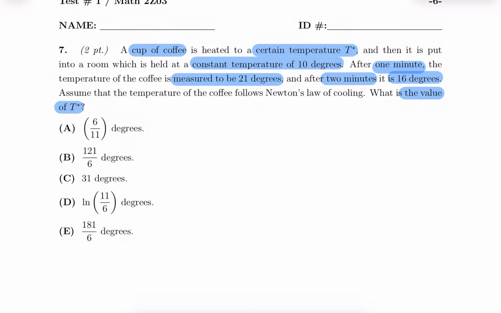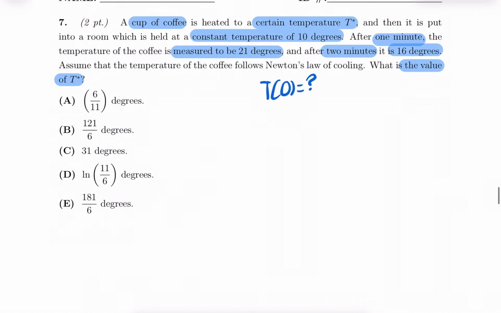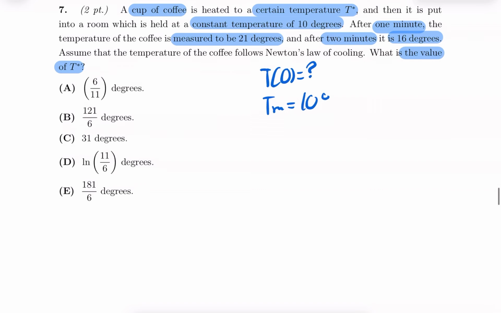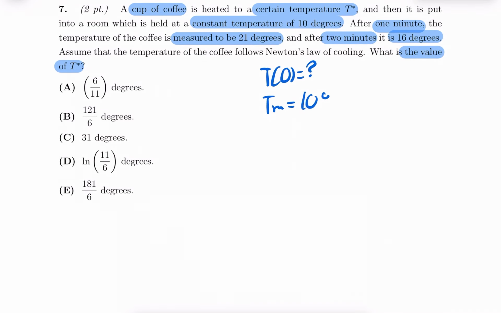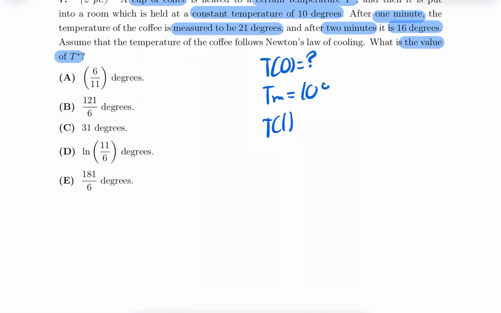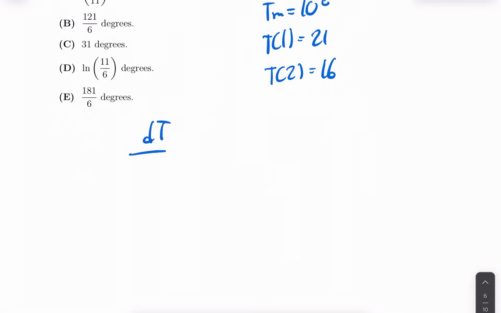Okay, so they're saying it's heated. T at 0 equals what? We don't know that, but let's just continue reading. Tm equals 10 degrees. And then they're saying T at 1 equals 21, and T at 2 equals 16. And our equation is dT, the temperature, over dt, the time, equals k times (T minus Tm).